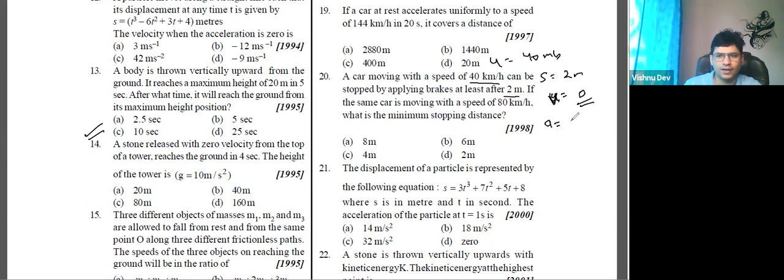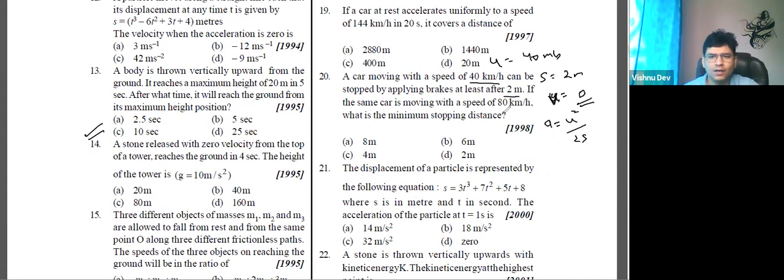So a is equal to what? Tell me, a is equal to what? I'll ignore the negative value because I'm asking for retardation. It is u square by 2s. So this is the deceleration. Now, obviously, when you talk about the force applied by the brakes, it will be same, right? So acceleration is going to be this only.